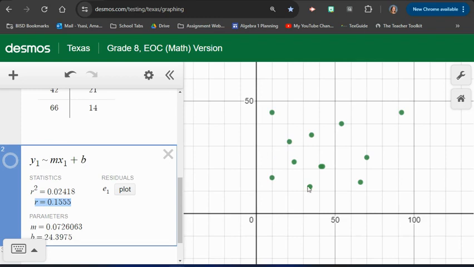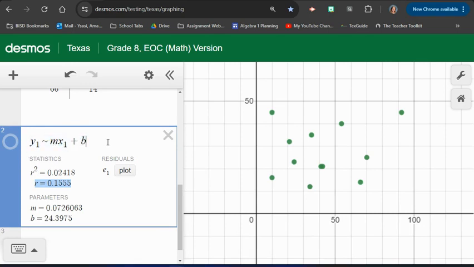I do have a question real quick. Is this in a straight line? No. So it is going to be weak. So mark out strong. Yes, because it's not in a line or close to a line. So it's either weak positive or weak negative.